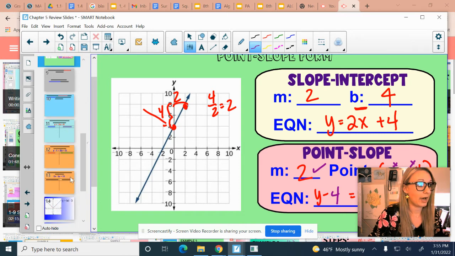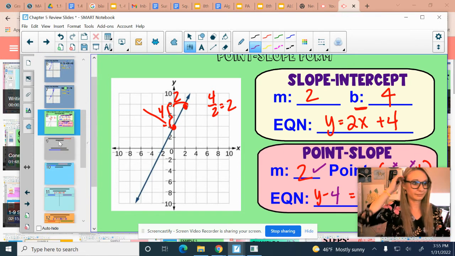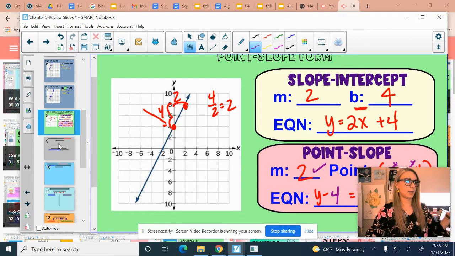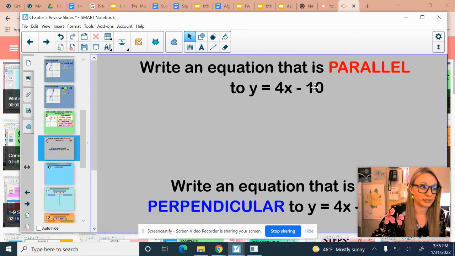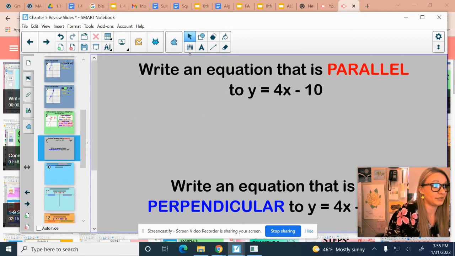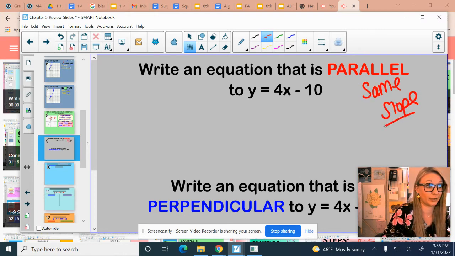Okay, now out of all the slides, these are probably, I don't know, pay attention to these. Now, when we talk about equations that are parallel to lines, parallel always tells us that number one, our lines will never intersect, but they have the same slope.